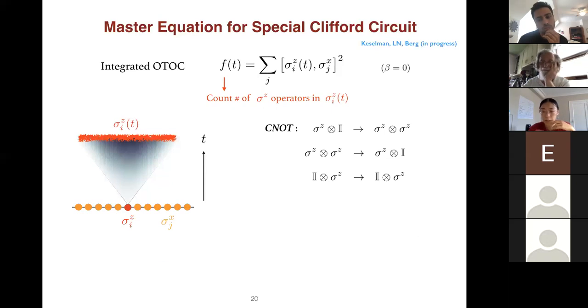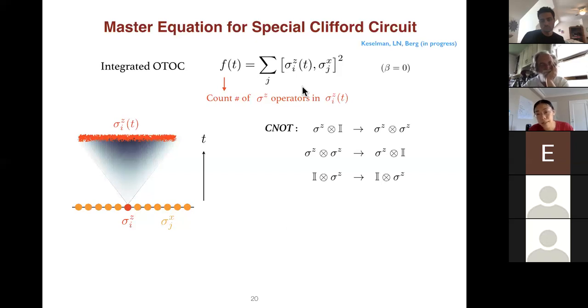Quick question. I thought in OTOC you sum over the operators. So it'd be like maybe sigma X, sigma Y, sigma Z. So do you not do that for this integrated one? Right, so here we're not summing over the operators. We're fixing the operators, but only summing over the site index. So this integration means summing over spatial labels of the second operator. So it would be sigma x, sigma x, sigma x everywhere, and you sum over all the commutators.